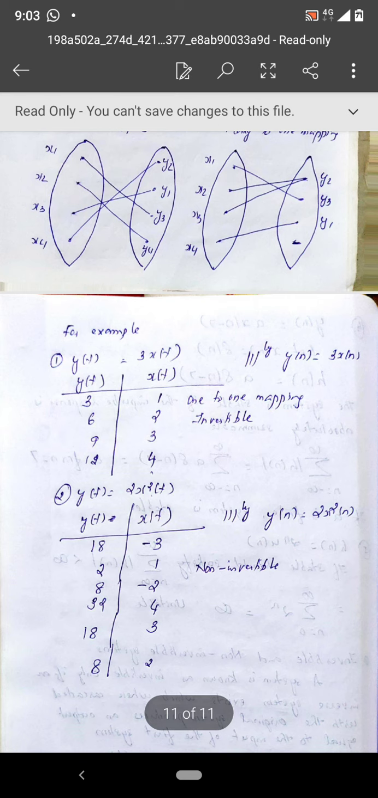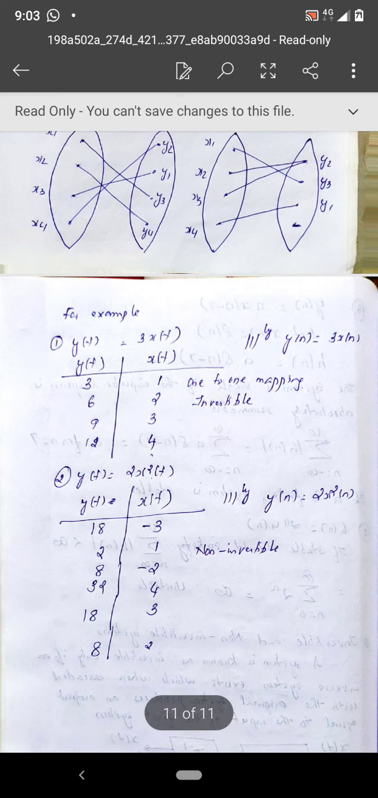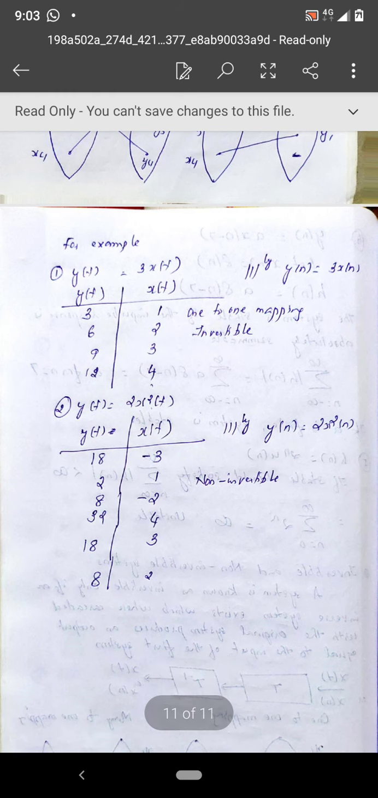I can give examples of invertible systems such as y of t is equal to 3x of t. Okay, that is, if you have the value of x of t as 1, then y of t is equal to what? 1 multiplied by 3 is 3. Okay, so each input, 1 corresponds to 3, 2 corresponds to 6, 3 corresponds to 9, and 4 corresponds to 12.